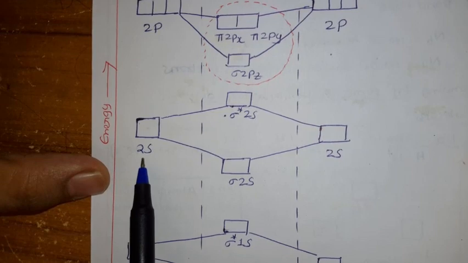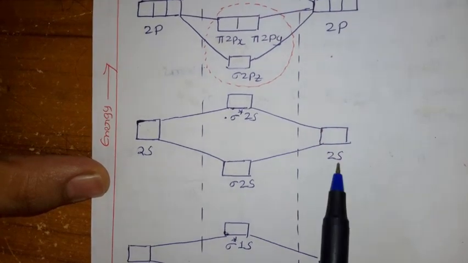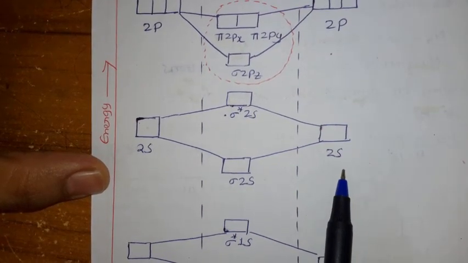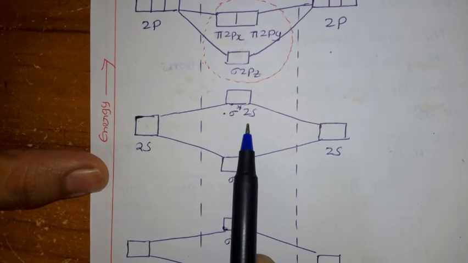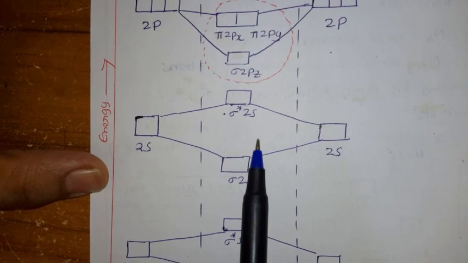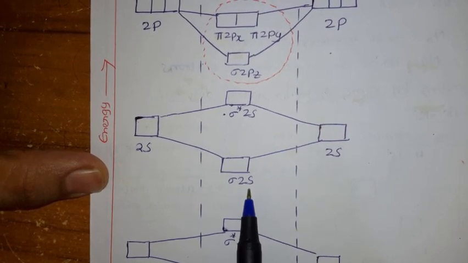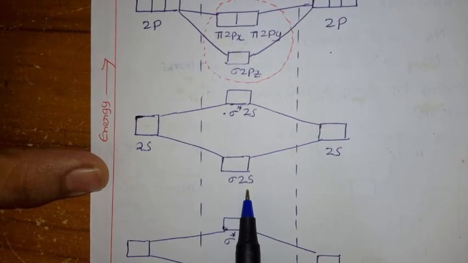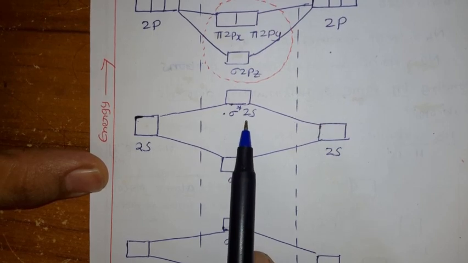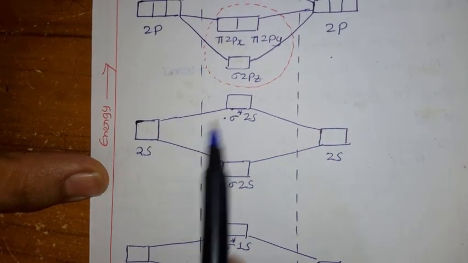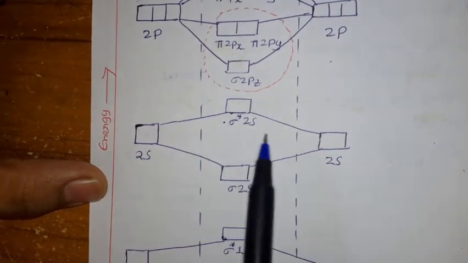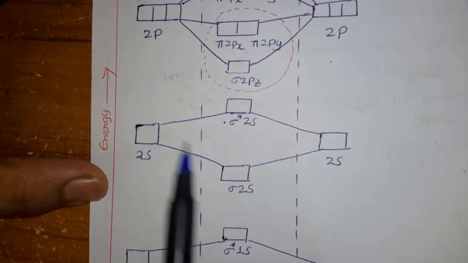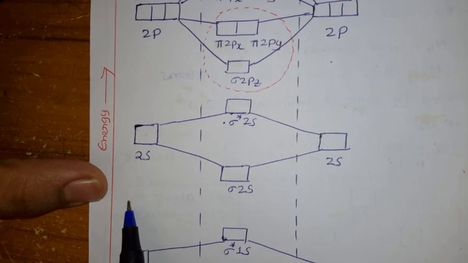Next, the 2s of one atomic orbital and the 2s of another atomic orbital give rise to two molecular orbitals. One is antibonding, sigma star 2s, and one is bonding, sigma 2s. The antibonding should have more energy here. This is the energy increasing order, in which antibonding has more energy and bonding has less energy.